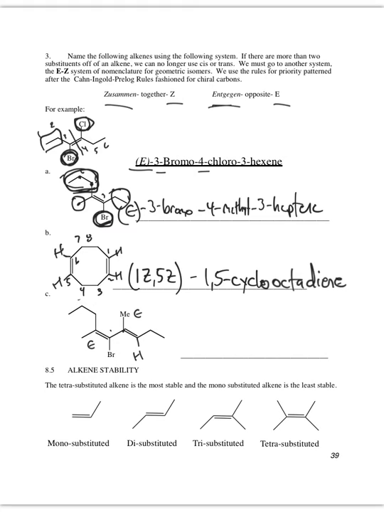So then if we number through 1, 2, 3, 4, 5, 6, 7, 8, 9, it is a 3,5-nonadiene. And off of that 3,5-nonadiene, we have a methyl at carbon 4 and 6, and a bromine at carbon 5, so 5-bromo, 4,6-dimethyl.